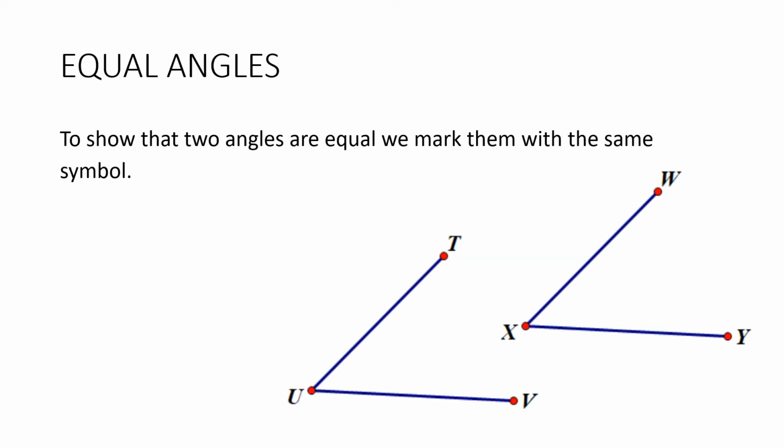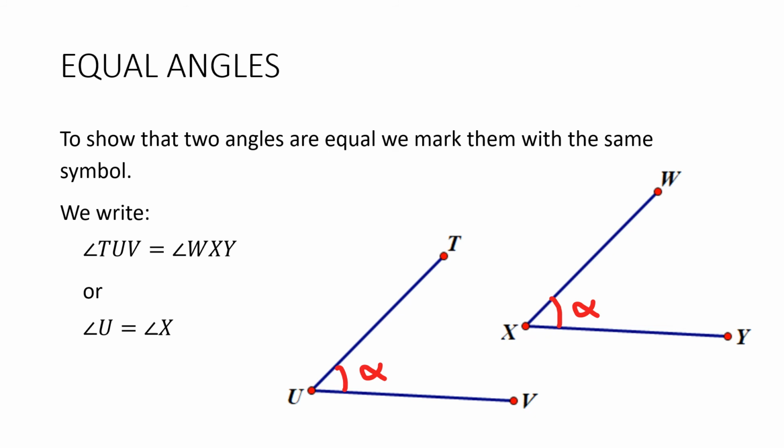To show that 2 angles are equal, we mark them with the same symbol. So these 2 angles here are equal to one another. We could just mark them with an arc. That would show that they're equal. Or we could mark them with the same symbol. That's the Greek letter alpha. And this is what we'd write. Angle TUV is equal to angle WXY. But have you noticed this? Because these are not embedded angles, we could just write angle U is equal to angle X.